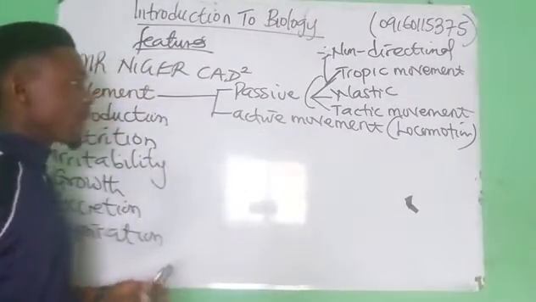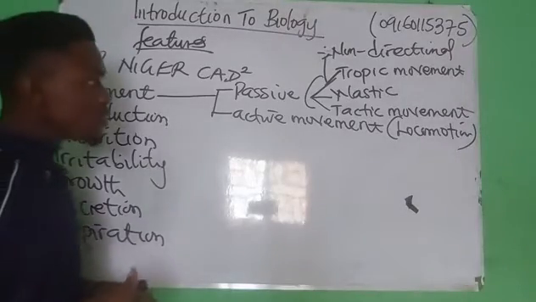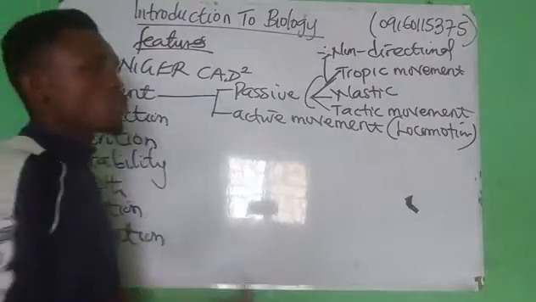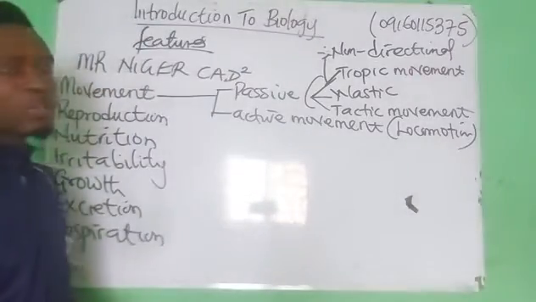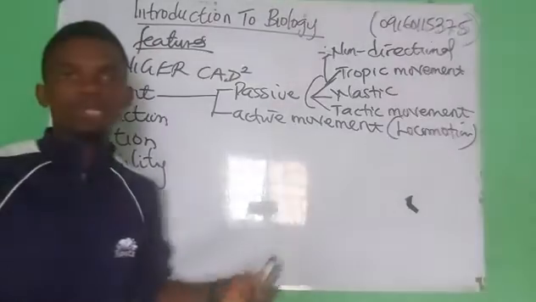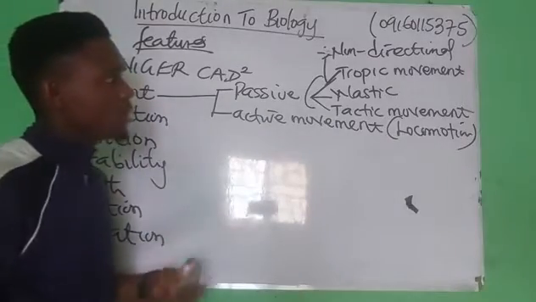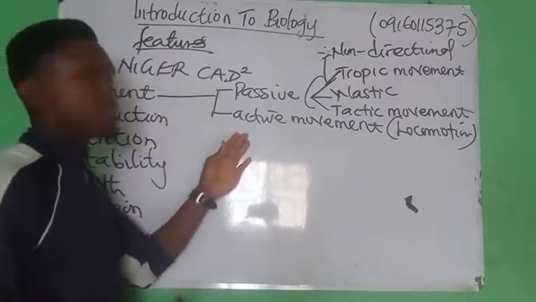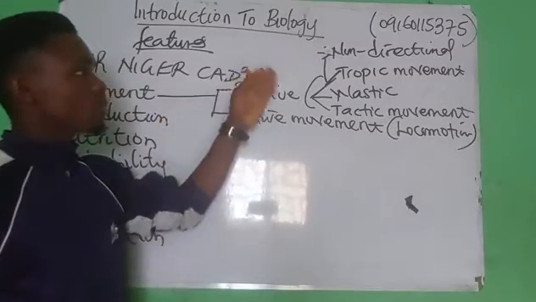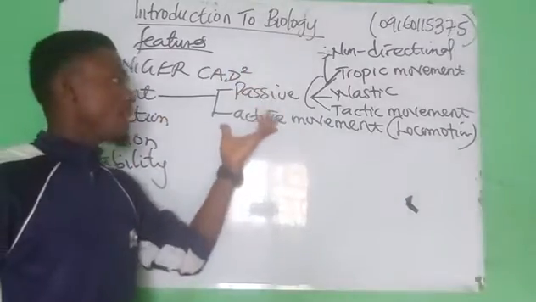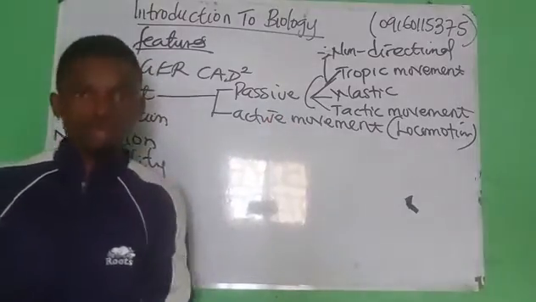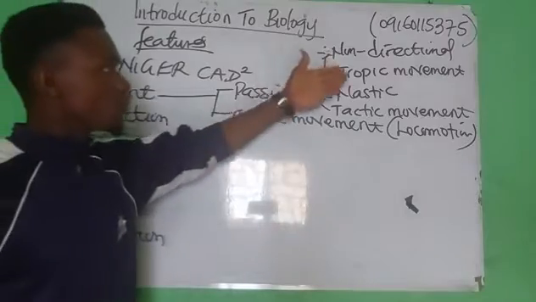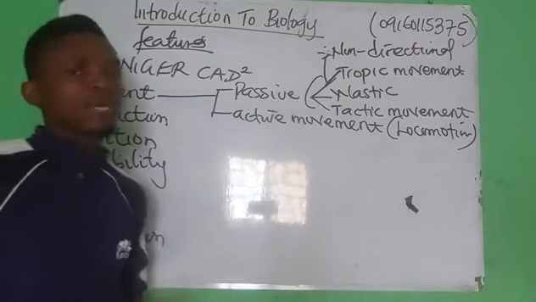The process whereby an organism moves all of its parts from one point to what? Another in search of what? Food, space, shelter, and maybe energy as the case may be. Alright, so passive movement, active movement. Under passive we have tropic, nastic, and tactic. Then active is also called what? Locomotion. Alright, in our next class, I'm going to be treating what tropic, nastic, and tactic movements are.